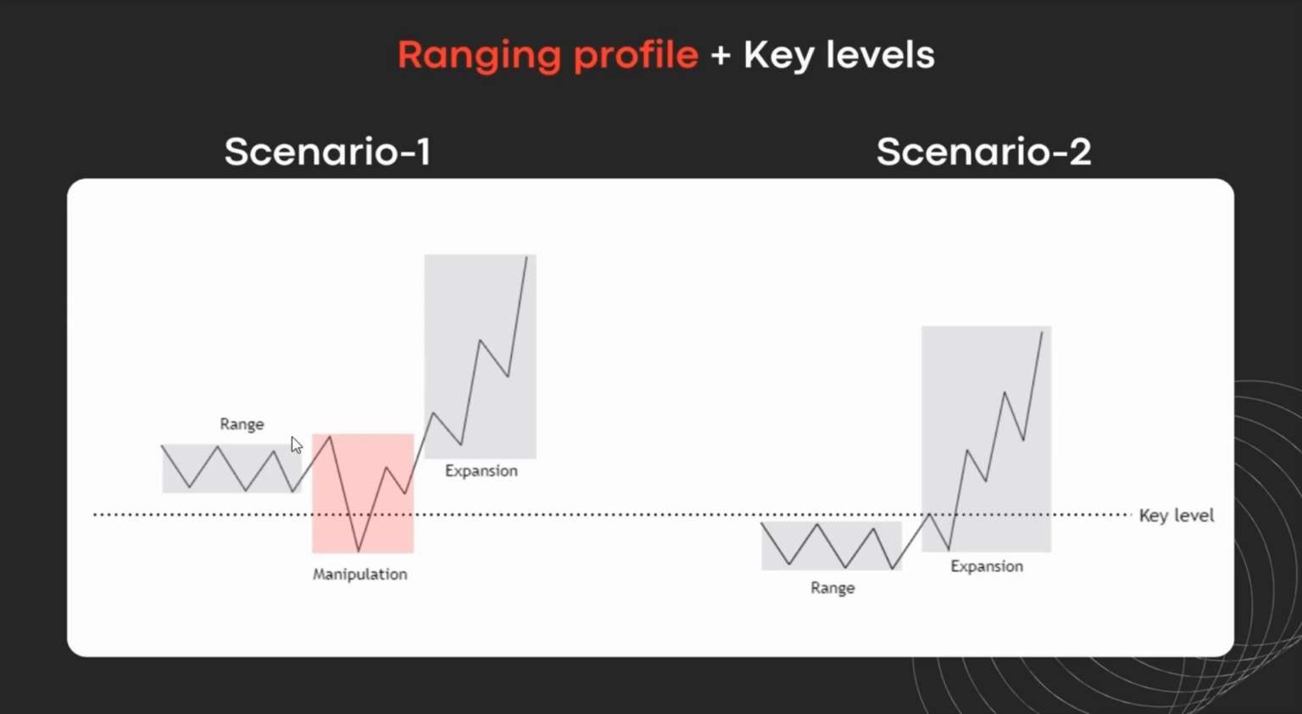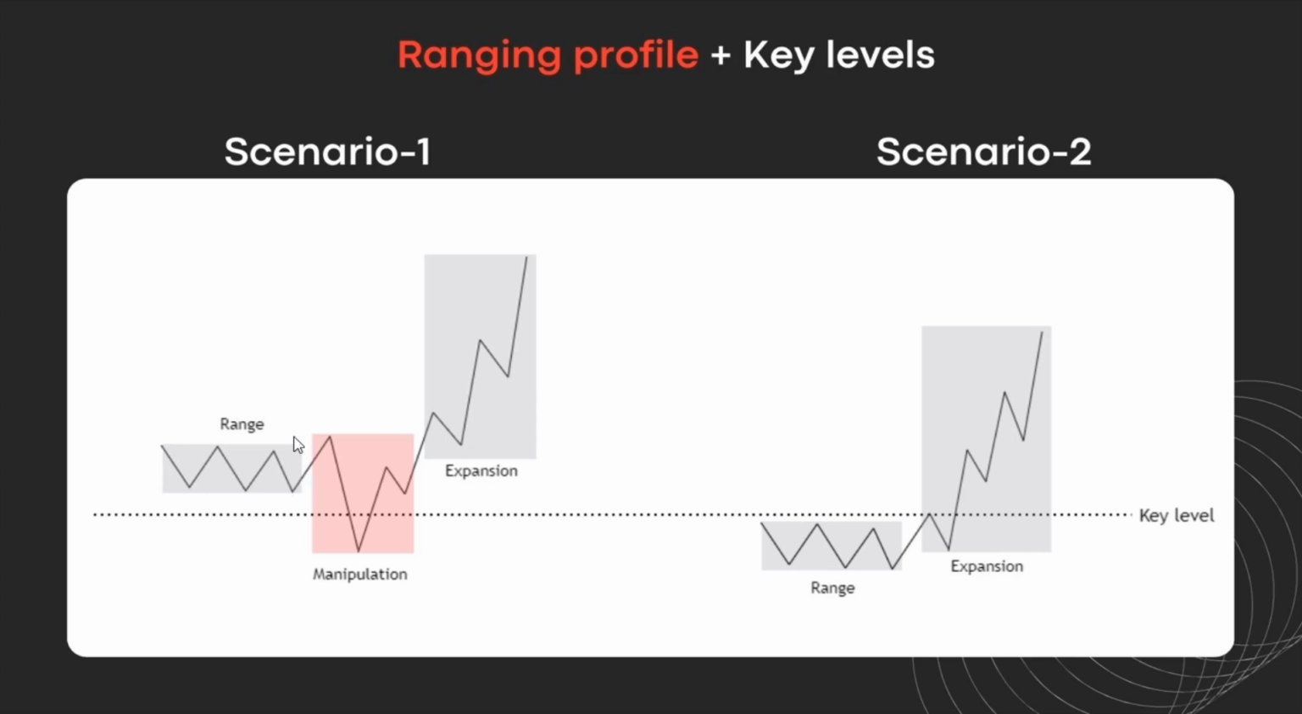The first one is when price forms a range and the ranging profile ends without testing a key level, right? Now, this key level could be in the form of an order block, a breaker block, or maybe a high and a low, right? That doesn't matter. What matters is the logic behind it.